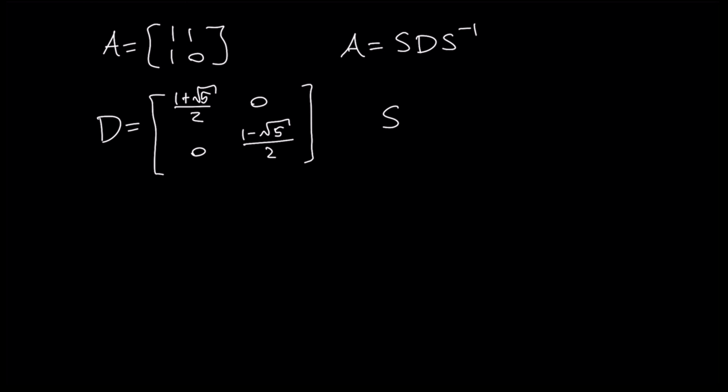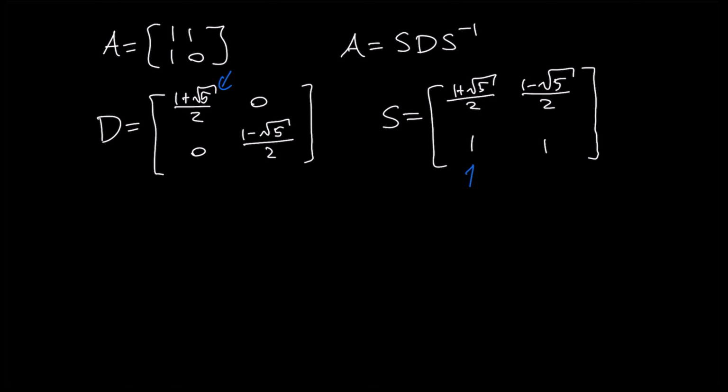I should get S is equal to the matrix with columns (1 plus square root of 5)/2, 1 and (1 minus square root of 5)/2, 1. So those are my corresponding eigenvectors. For that eigenvalue, I get this eigenvector, and for that eigenvalue, I get this eigenvector.